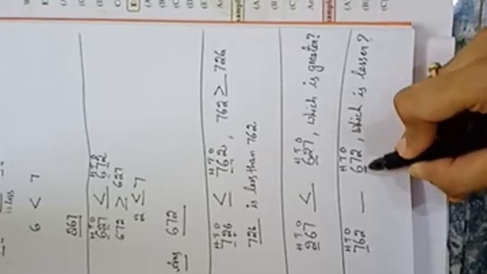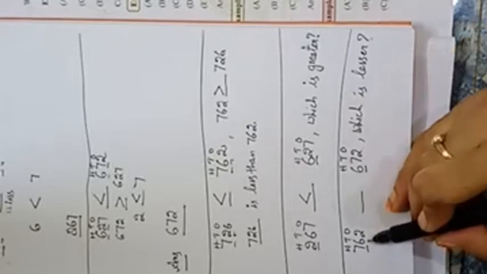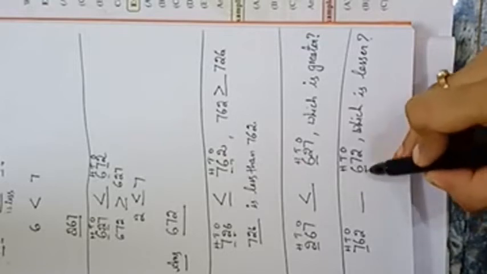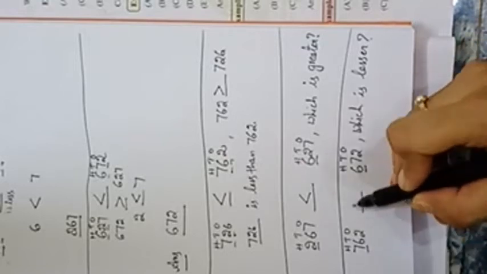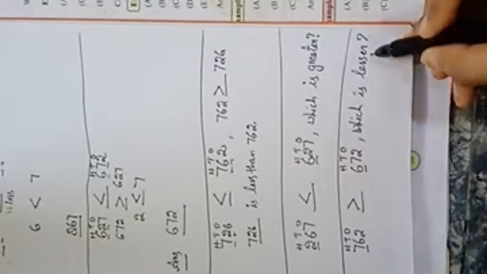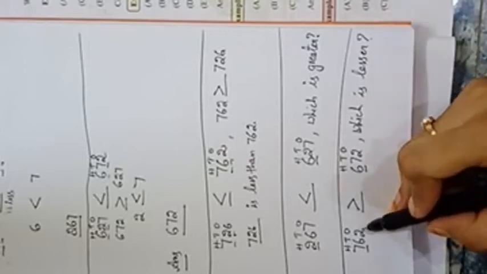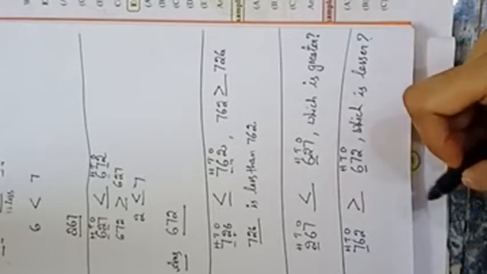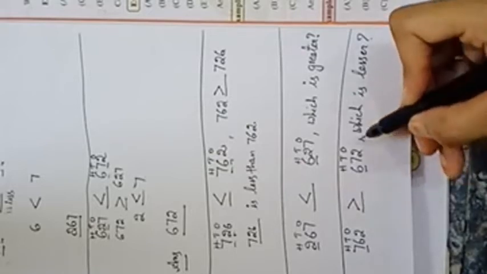So this 672 will become the smaller number and 762 will become the bigger number. Is that clear, children? 6 is smaller than 7. So here I will put the symbol towards 762. But what is being asked? The lesser number. 762 will be the bigger number, which means automatically the other number will be the smaller number, no, children? So this number is bigger means this number will be the smaller number, means lesser number.